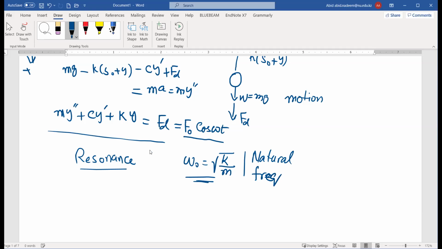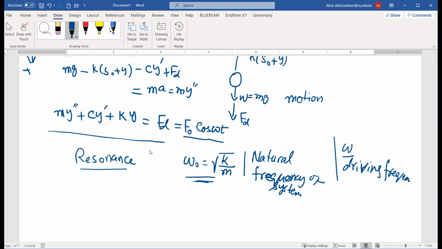So this is inherent to the system. It depends upon the material of the system, whereas omega is the driving frequency for the external force. So when omega and omega naught are quite close to each other, or they match each other, then a phenomenon occurs which is called resonance.